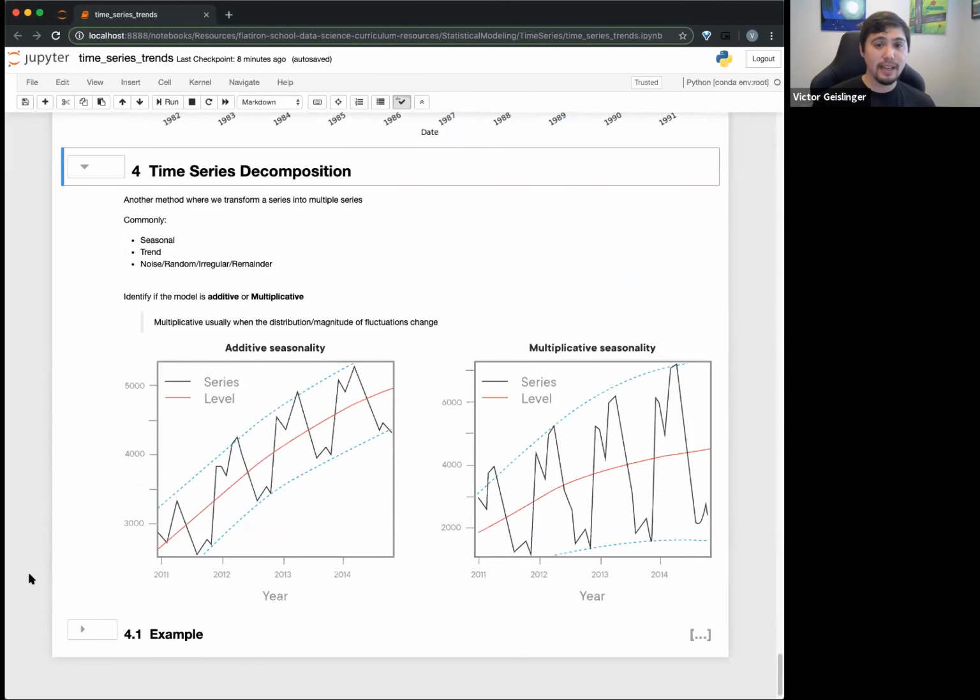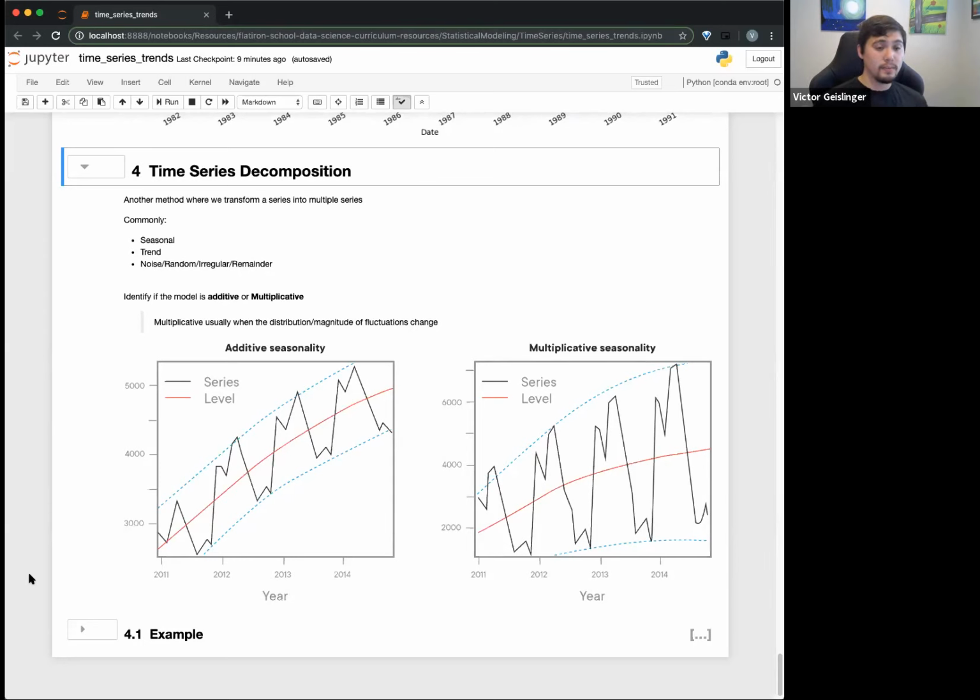So last part of this section on trends is our time series decomposition. Basically the way you can think of decomposition is like we're taking apart the time series into its different patterns. You might have a seasonal pattern, you have a trend, and then you're left with some of the noise, randomness, irregular parts, okay?